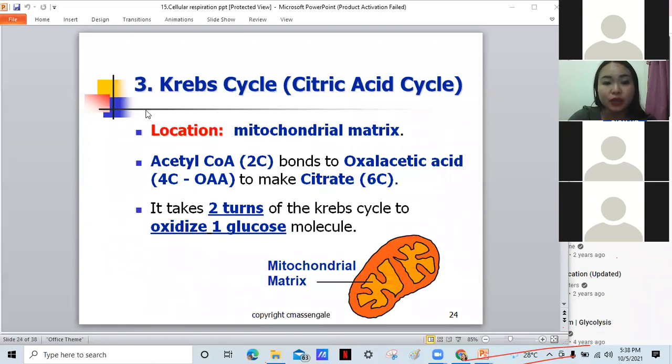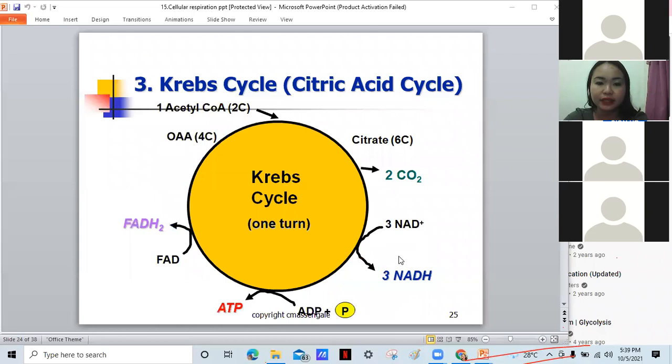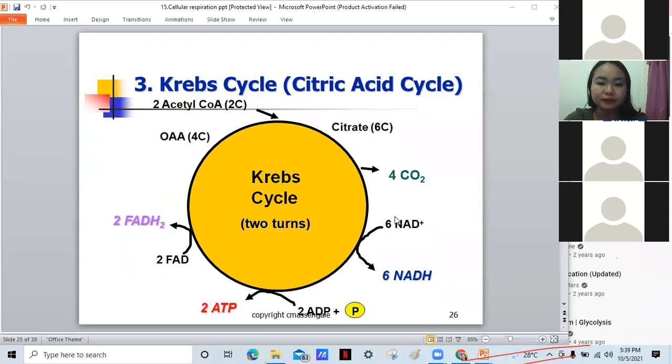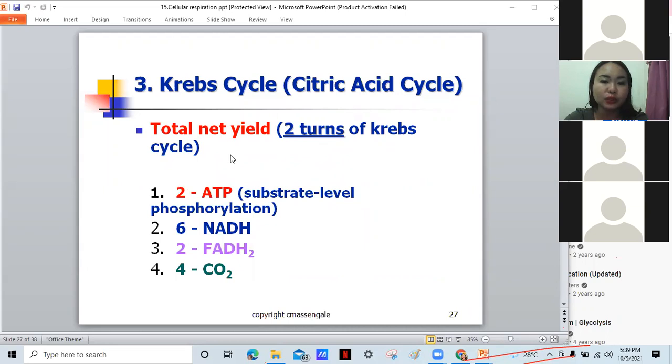Now the third phase is the Krebs cycle or citric acid cycle, and it's again done in the mitochondrial matrix. The acetyl coenzyme A, which is the end product of the grooming phase, bonds to oxaloacetic acid to make citrate. It takes 2 turns to oxidize 1 glucose inside the mitochondrial matrix. So this is what happens: from acetyl coenzyme A, 1 turn produces ATP and citrate, and another turn produces citrate. So the total net yield for 2 turns of the Krebs cycle is 2 ATP, 6 NADH, 2 FADH, and 4 carbon dioxide.